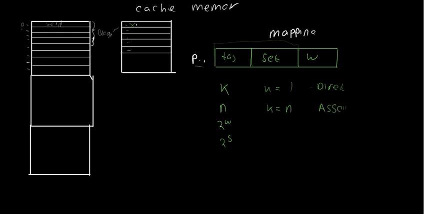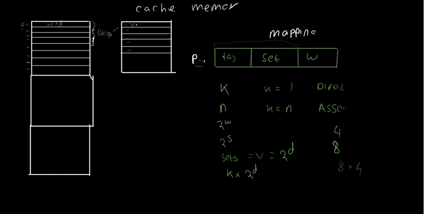Our number of sets is usually given as v, which is 2 to the power d. Then the number of lines is k times 2 to the power d. So remember, let's say we have 4 sets, and each of those sets has 8 lines. Then the total number of lines that we have in our memory is 8 times 4.